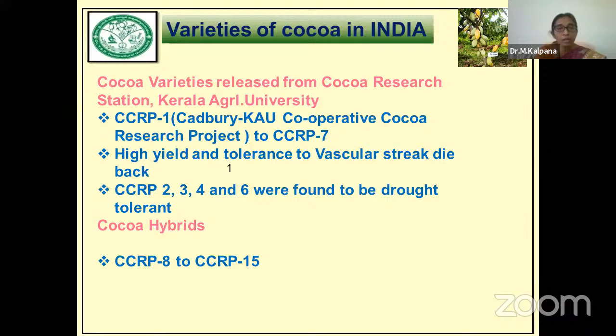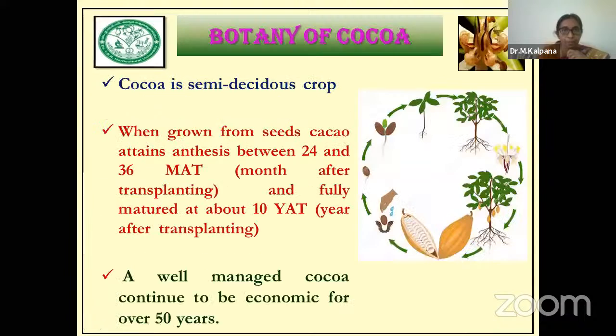Well, these are all high yielding, and mostly they worked on the vascular streak disease, which is prominent in the Kerala region. Besides this, CCRP 2, 3, 4, and 6 were found to be very drought tolerant varieties, and they also released around 7 hybrids, which were named CCRP 8 to CCRP 15.